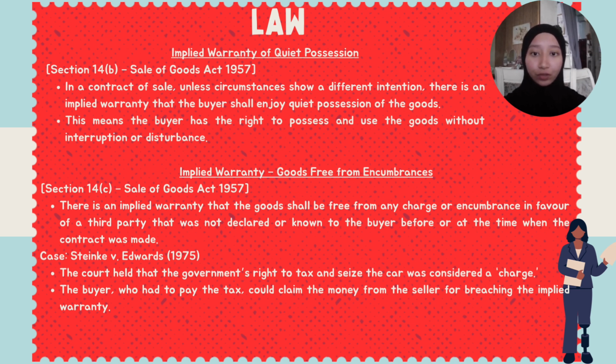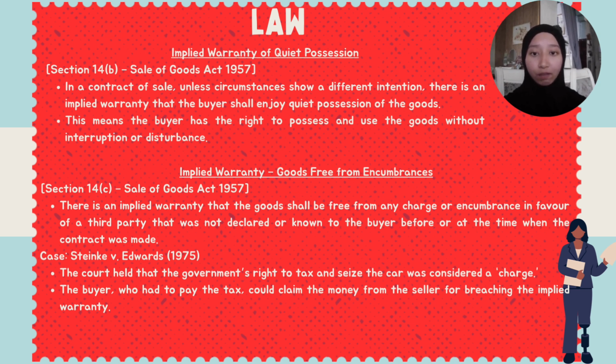Next, goods free from encumbrance. Section 14, subsection C provides that there is an implied warranty that the goods shall be free from any charge or encumbrance in favor of any third party, unless such a charge or encumbrance was disclosed to the buyer before or at the time of the contract. This protects the buyer from unexpected third-party claims or liability related to the goods.